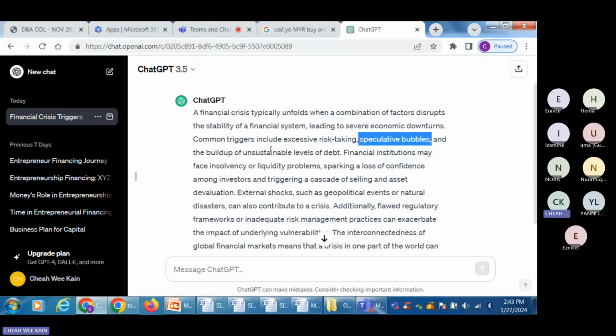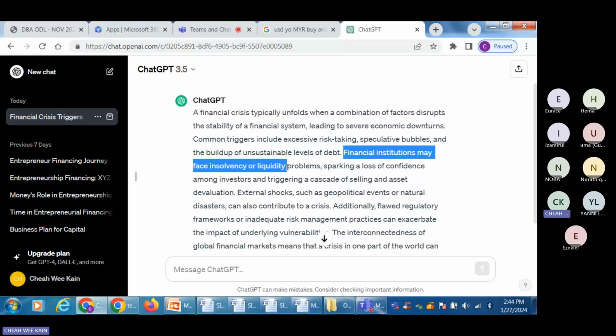Unsustainable levels of debt: maybe a lot of people have a lot of debts and cannot pay back to the bank, so therefore the bank has got no money. You borrow money and you don't pay back. There are various types of debt, like housing loans, Visa card or credit card debts, or business loans. So whenever such things arise, a financial institution, like for example a bank, may face insolvency. They will go bankrupt, or face liquidity problems. Liquidity problem for banks is very simple.